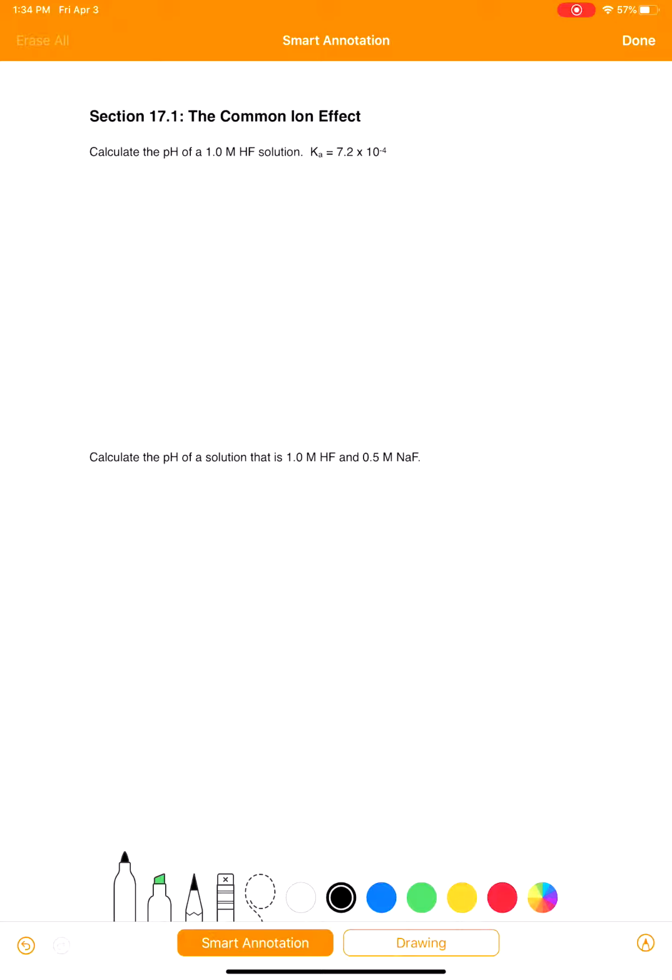We have to use an ice table, so we have to start by writing a balanced equation using the substance that we have, HF, and this is always plus H2O in equilibrium. We have to predict our products. We have a hint. The problem is giving us a Ka, which is our hint that this is an acid. And as you know, acids always produce H3O+ in solution.